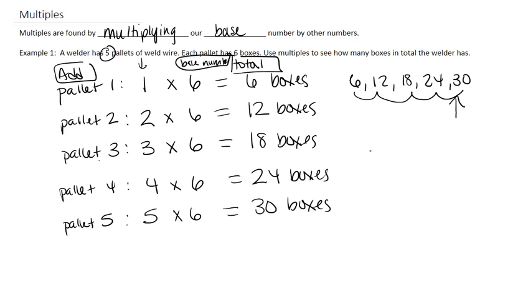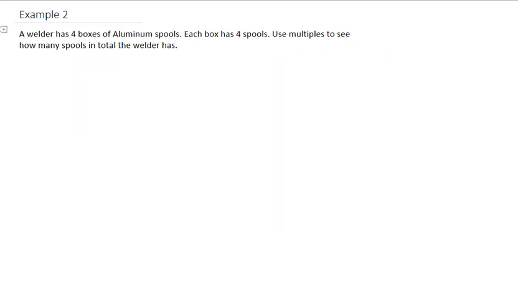Now let's do another example. Now let's look at example 2. A welder has 4 boxes of aluminum spools. Each box has 4 spools. So use multiples to find how many spools in total the welder has.